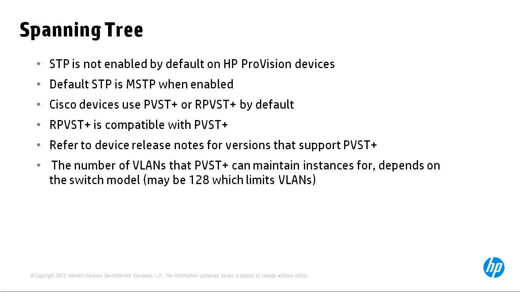The number of VLANs that PVST can maintain instances for depends on the switch model. That may be limited, for instance, to 128 instances, which will thus limit the number of VLANs that PVST can support on ProVision switches. Please refer once again to the release notes. Cisco PVST costs are different to multiple spanning tree costs, and thus the long method should be configured for consistency in a Cisco environment. That often will not be done, however, and thus the HP switches will be using higher costs than the Cisco switches.